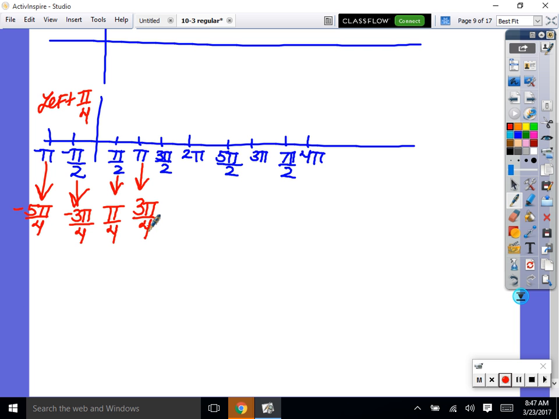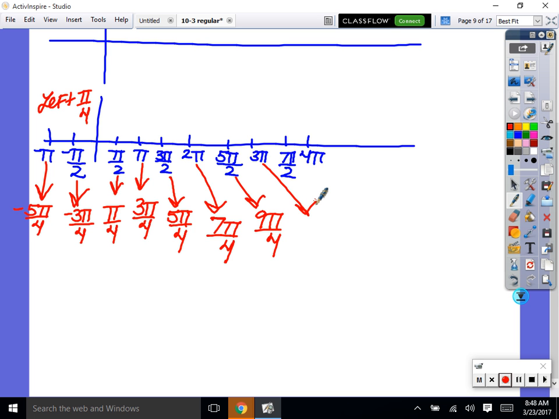So 3/2 minus a fourth. And then 2 minus a fourth. And then 5/2 minus a fourth. Three pi minus a fourth. And 7/2 minus a fourth.